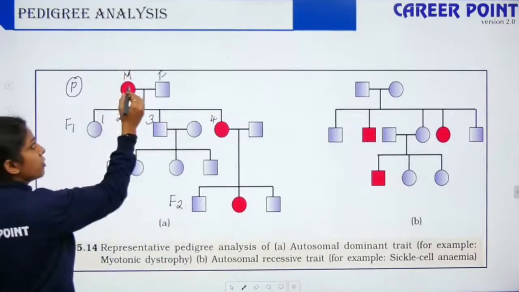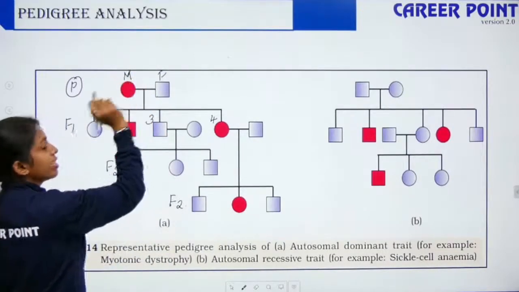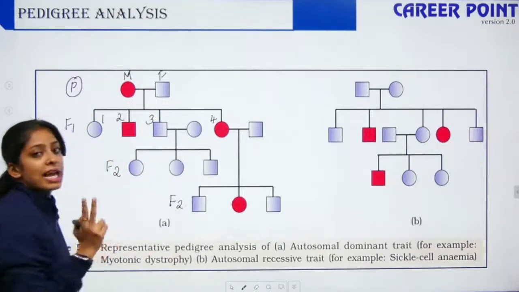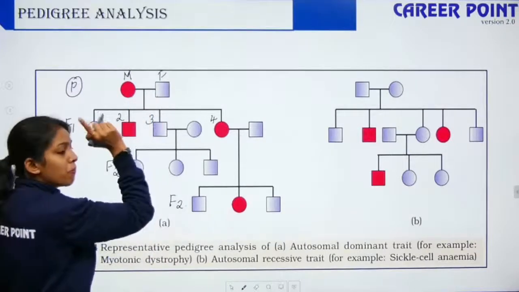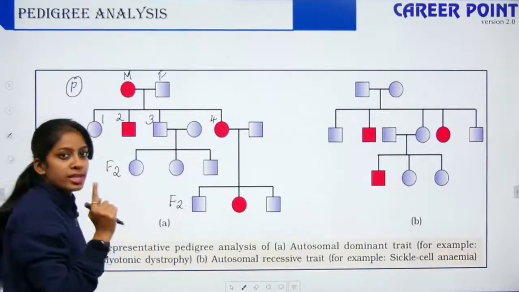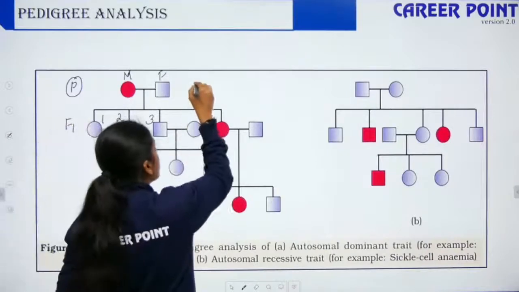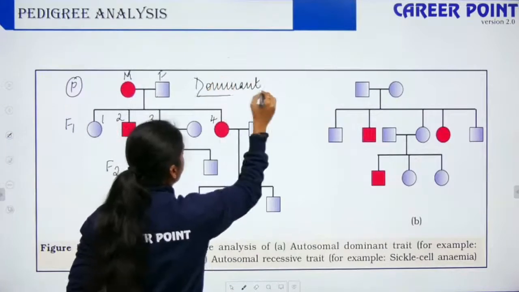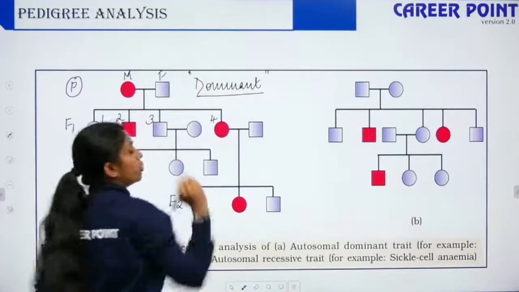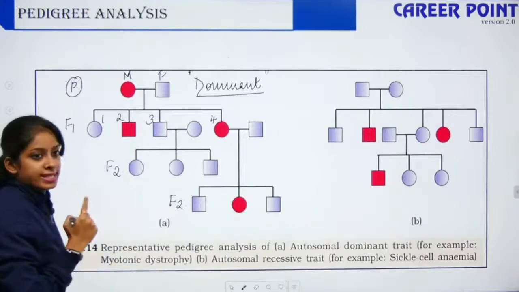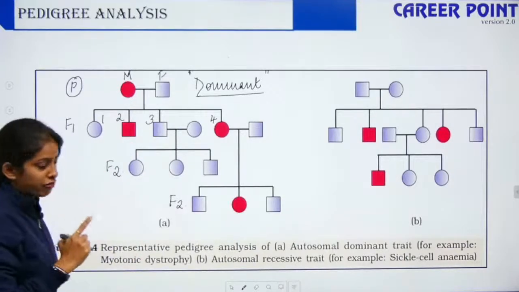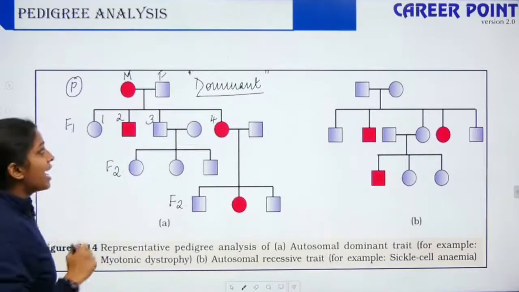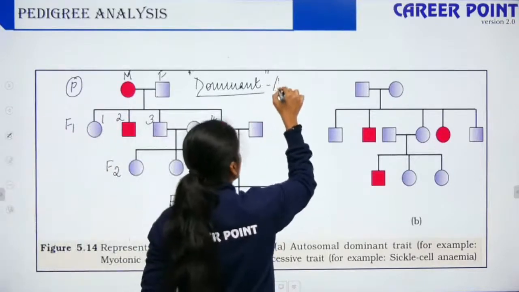Okay, pay attention. The mother is affected. That is why it is given in a different color. The mother marries the father and 2 offspring are affected. When one of the parents is affected and the offspring are affected, this is a dominant condition. We already know what the term dominant means, right? So when one of the parents is affected and thus the offspring are affected, in that case this pedigree is a dominant trait. Okay, it is dominant and it is autosomal.